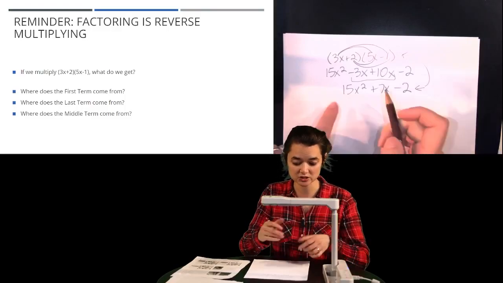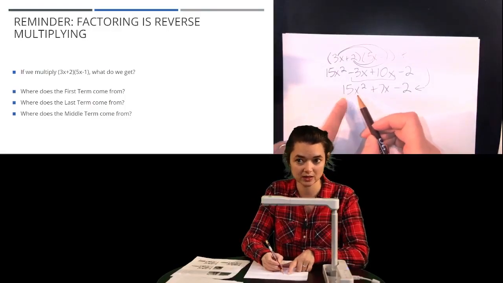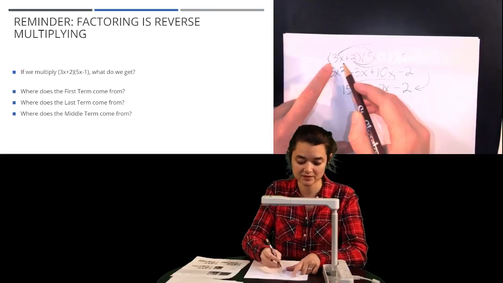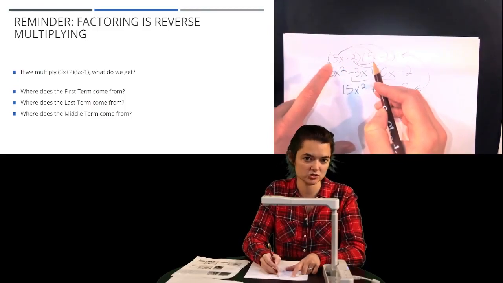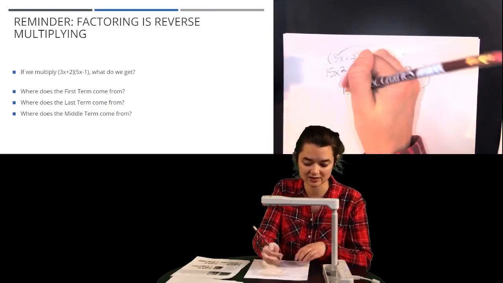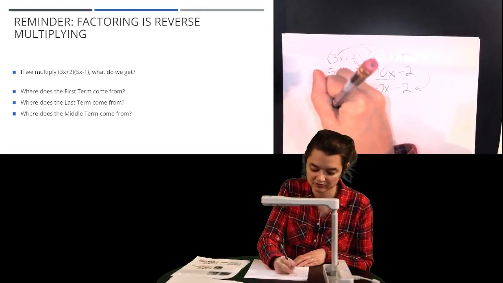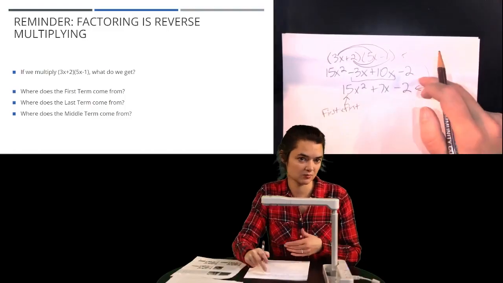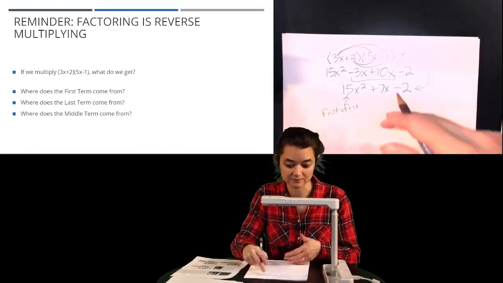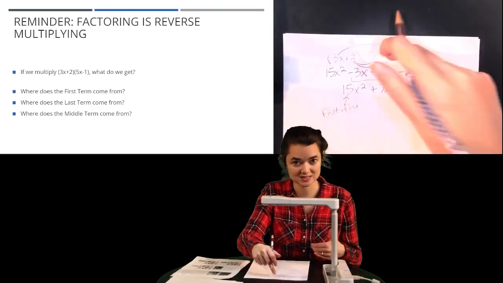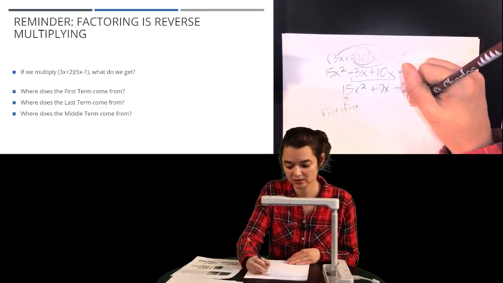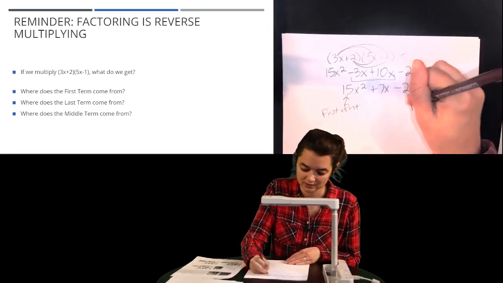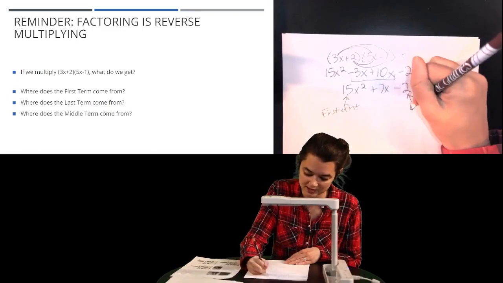Just a quick refresher. The 15x squared, where does that first term come from? It came from multiplying those first terms together, the 3x and the 5x. So that's multiplying first times first. And what about the last term? Where did the negative 2 come from? Well, it came from multiplying the last times the last. That 2 times negative 1. Not a first. It's last times last.